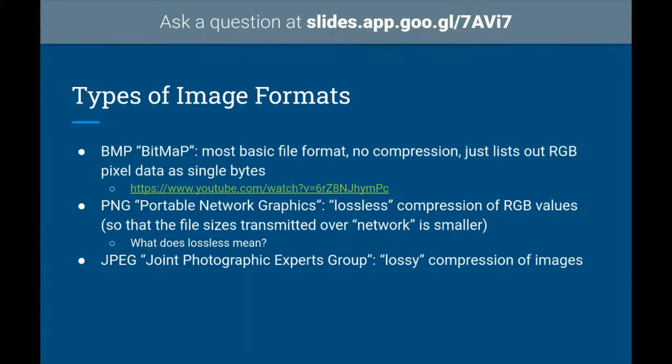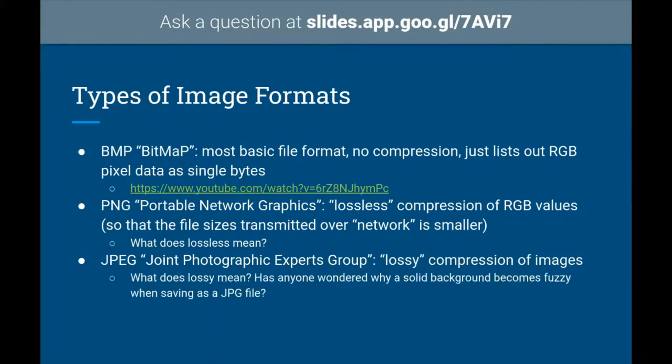And then you have JPEG, which is a lossy compression of an image. What it means is you lose some information about the data, but it usually compresses even better than PNGs. So ever wonder why, when you try to save an image in Paint as a JPG file, it starts to look kind of fuzzy?